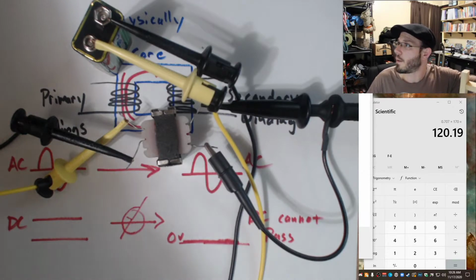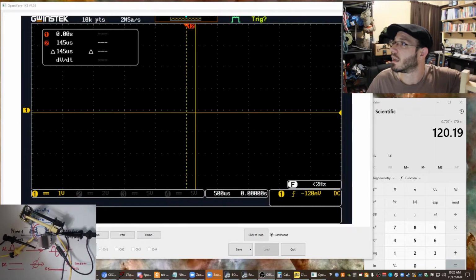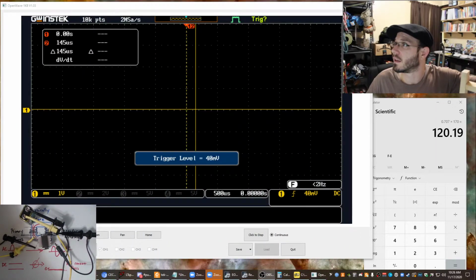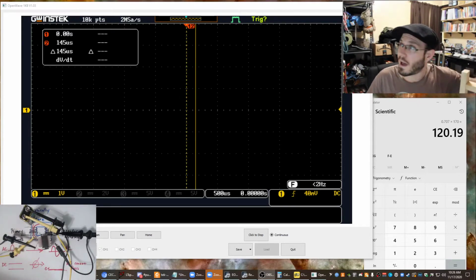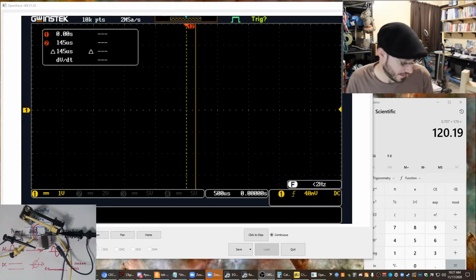And now let's see what the output is. Nothing. Oh, wait. Sorry. Nothing. Yeah, we have no voltage coming out of this.